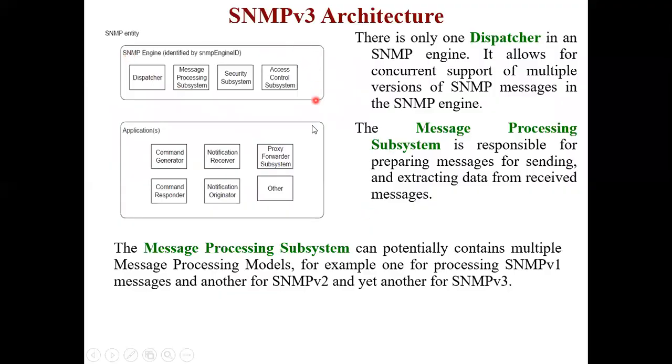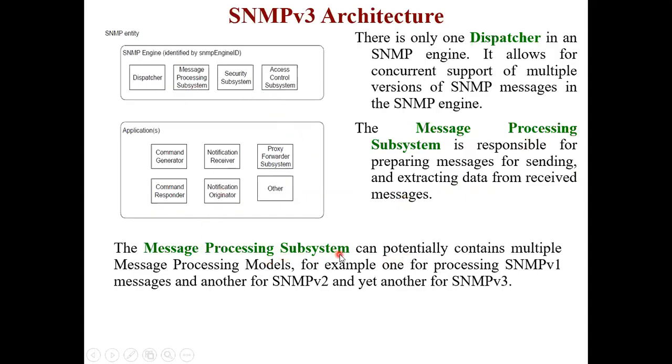Okay, so we were seeing this architecture. So we have a dispatcher in the engine. We have dispatcher, message processing subsystem, security subsystem, and access control. So this part we had finished. So I'll just read through it once. So there is one dispatcher in an SNMP engine. It allows for concurrent support of multiple versions of the SNMP message. Then we have the message processing subsystem. So it is responsible for preparing the message for sending and extracting data from the received message.